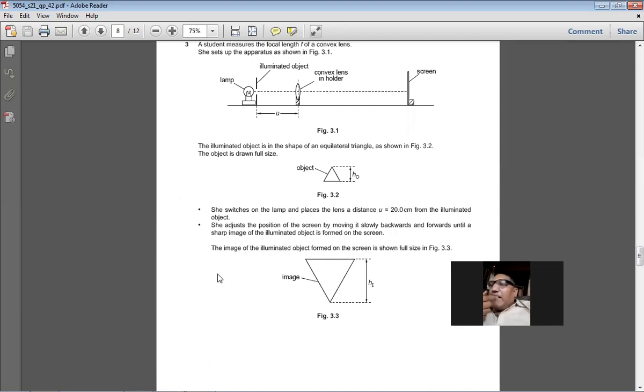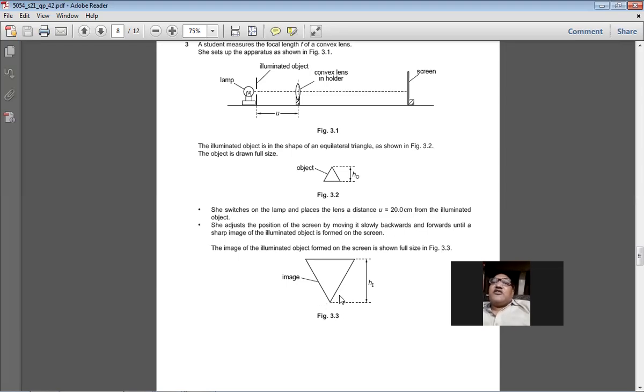She switches on the lamp and places the lens a distance U of 20 centimeters from the illuminated object. She adjusts the position of the screen by moving it slowly backwards and forwards until a sharp image of the illuminated object is formed on the screen. The image formed on the screen is shown full size in figure 3.3. So this is the image which is formed on the screen, and this is full size. So this is the height of the image.